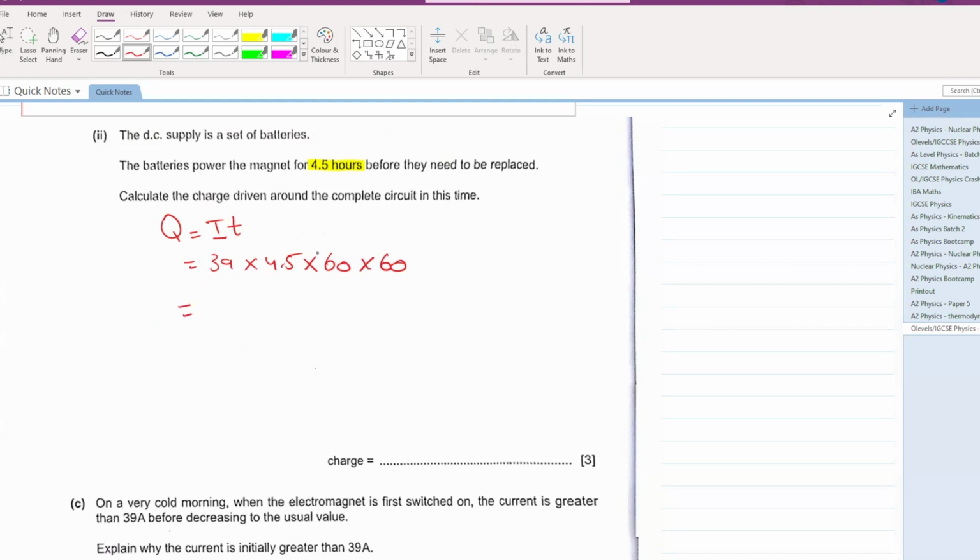This gives you an answer of 31800 joules. Sorry, my bad. This is charge, so the units will be coulombs.